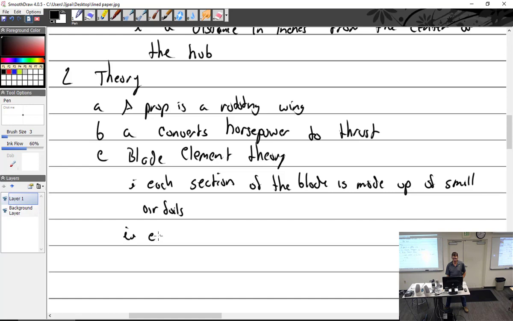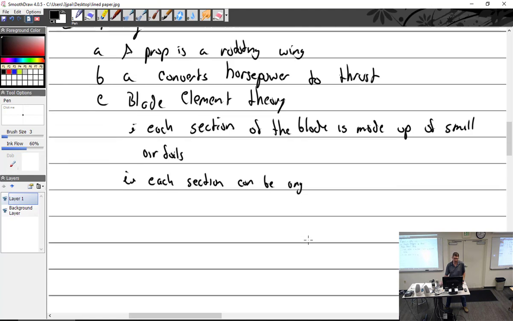In each section can be any size. You can make whatever you want. I'm just talking in inches. Can be any size, but we will say 1 inch sections, just for simplicity.